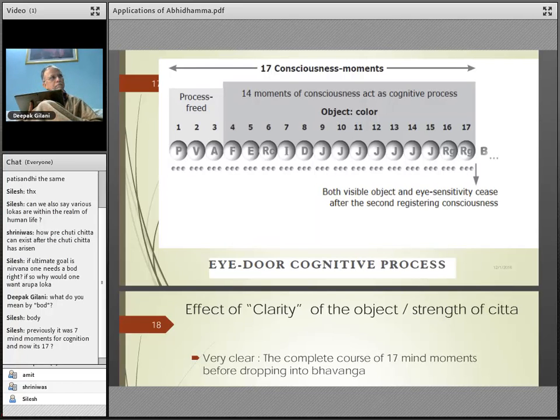From the previous slide, the one on rebirth, Silesh had a question: if the ultimate goal is nirvana, one needs a body, right? Then why would one want arupa loka? Yeah, it's not a question of wanting. As I said, we don't have a choice at the time of death. Nobody asks us where we are going, where we want to go.